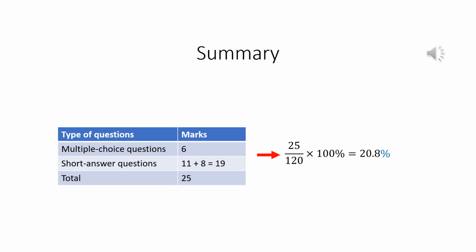There are 6 multiple-choice questions worth 1 point each, totaling 6 marks. There are also 2 short answer questions worth a total of 19 marks in the electrochemistry section. The overall score for this section is 25 points. With a total possible score of 120 points, the percentage for this section is 25.8% of the total score.